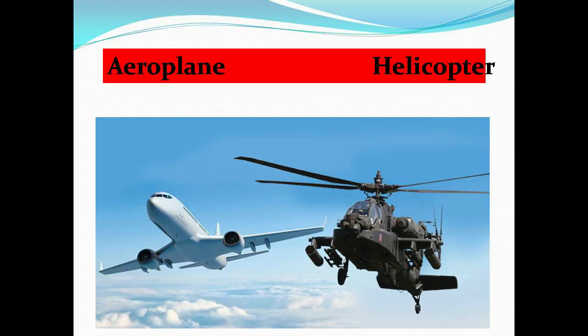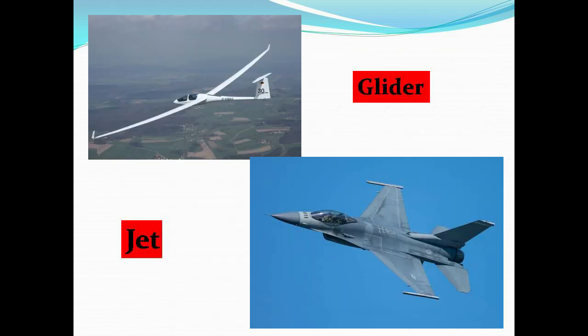Children, in this slide you can see the picture of aeroplane and helicopter. They both are the examples of air transport. Helicopters are used for short air journeys, whereas aeroplanes are used for long air journeys. Helicopters land on helipads. Children, in this slide you can see the picture of glider and jet. They are also the examples of air transport. They are the special aircrafts. Glider is a special aircraft that has no engine.